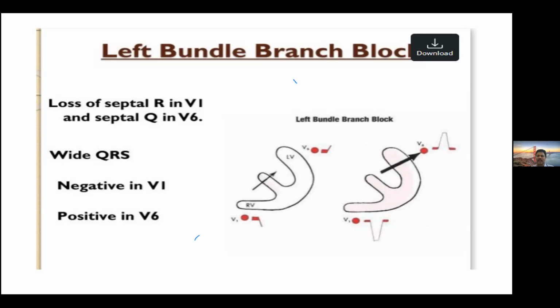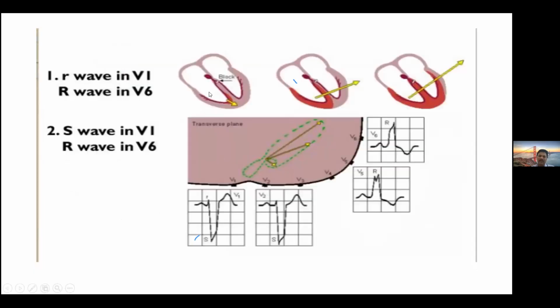Now you understand why it is negative in V1, why it is positive in V6. Because the left bundle is blocked, the right bundle is the only conducting system. First, the right ventricle is innervated. The first conduction doesn't happen from left to right. So there is a loss of R wave in V1 or septal Q in V5, V6. And the second conduction is happening completely in the right ventricle, and from there on, it moves towards the left ventricle and conduction happens.